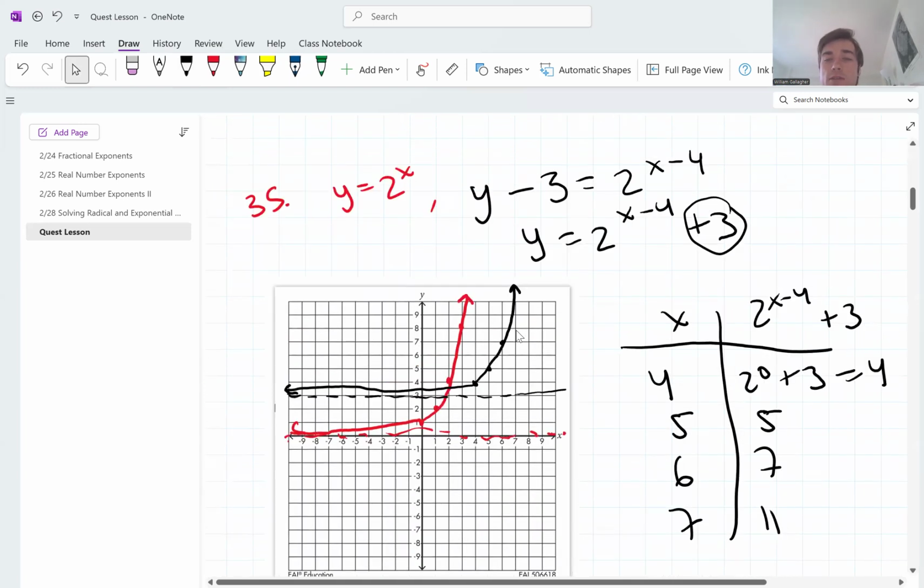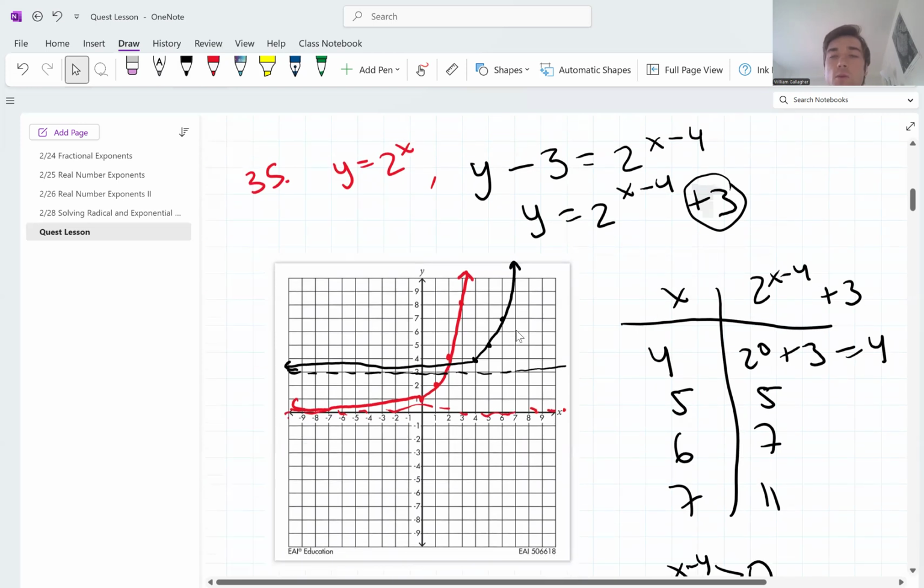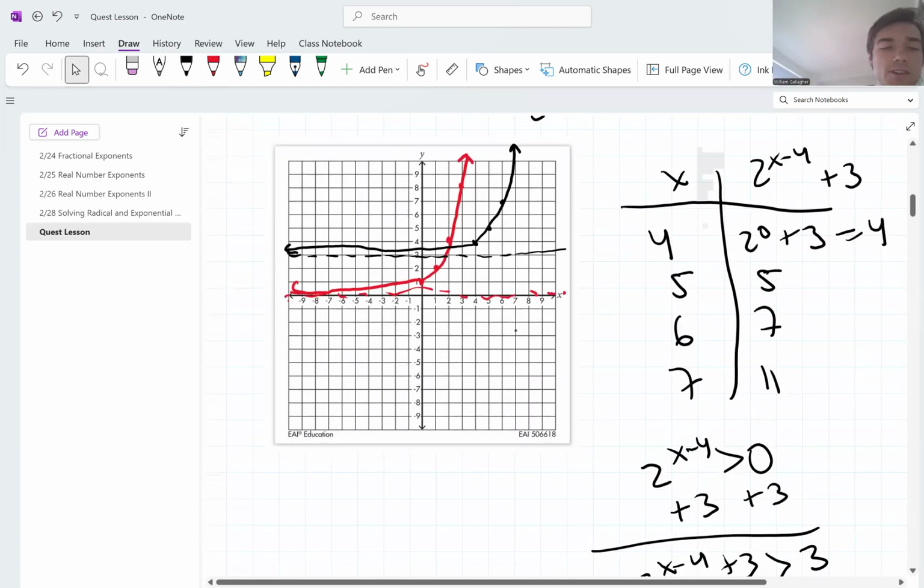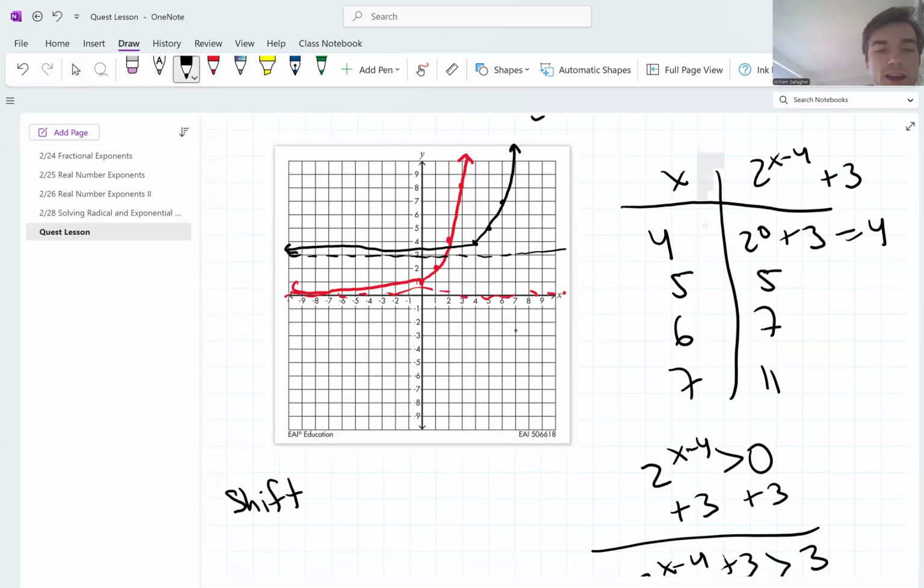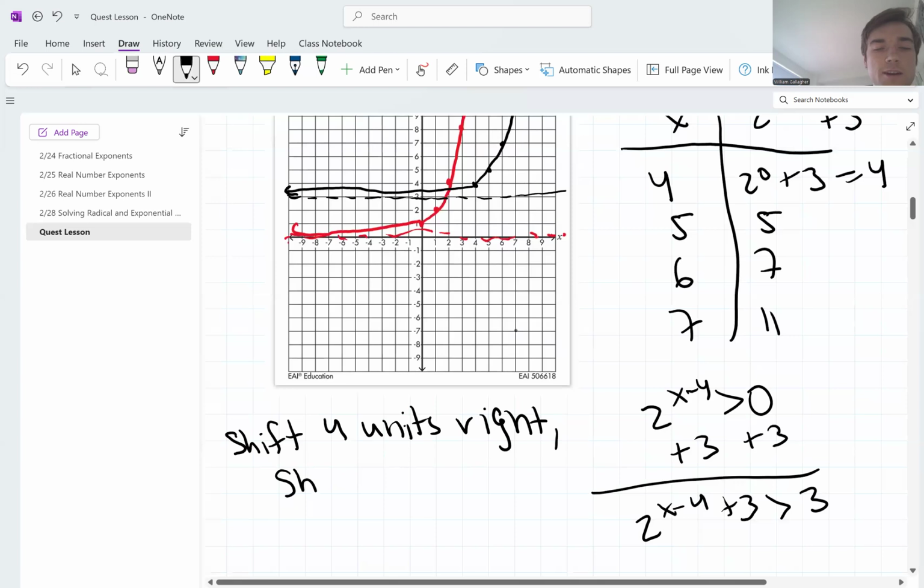And the important thing to note here is that we have x minus 4 as our exponent. So we have to add 4 to all of our x values to get back to where we started. The point is that we shift 4 units to the right. And then we shift 3 units up. And that's coming from the plus 3, which is going to only affect our y values.